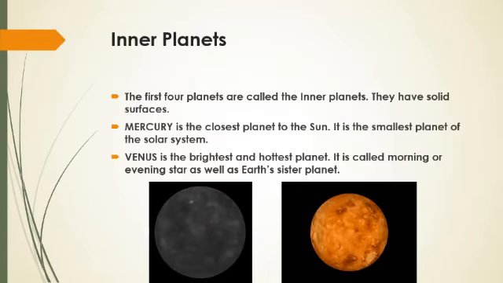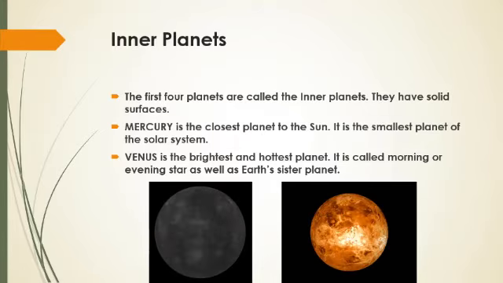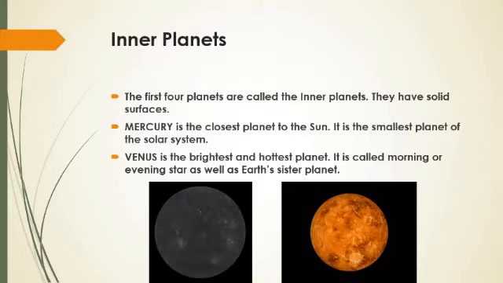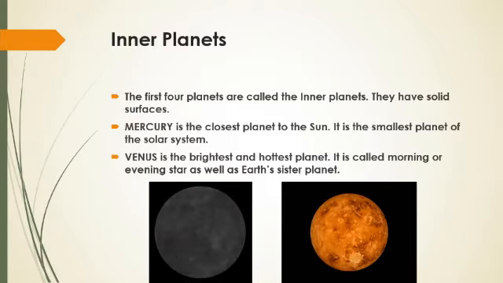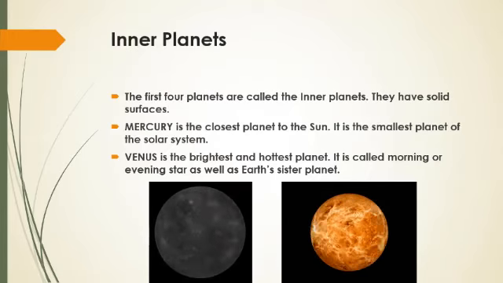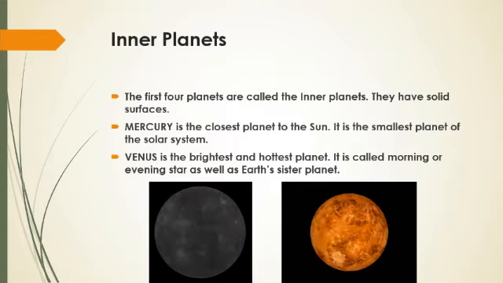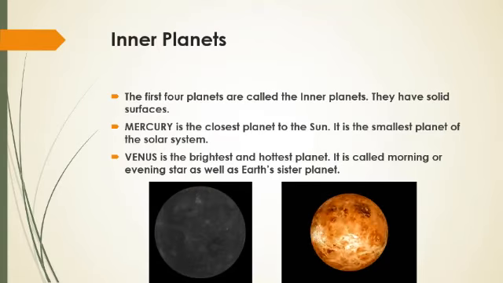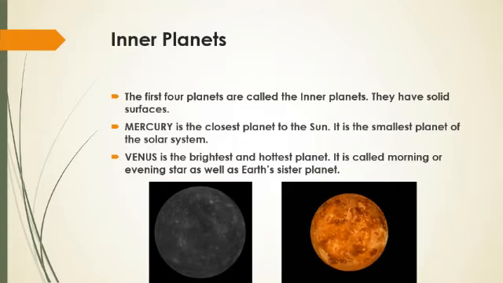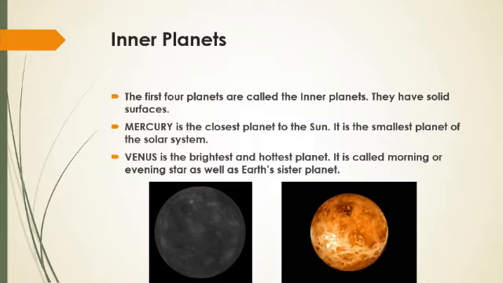Next children, Venus, which is the brightest and hottest planet. It is almost as big as the Earth. So it is called the Earth's sister planet. Venus can be seen in the sky at the time of dawn and dusk. So it is called the morning or the evening star. Venus doesn't have any moon. So children, keep it in mind that Venus is the brightest and hottest planet, as well as it is known as Earth's sister planet and morning or evening star.